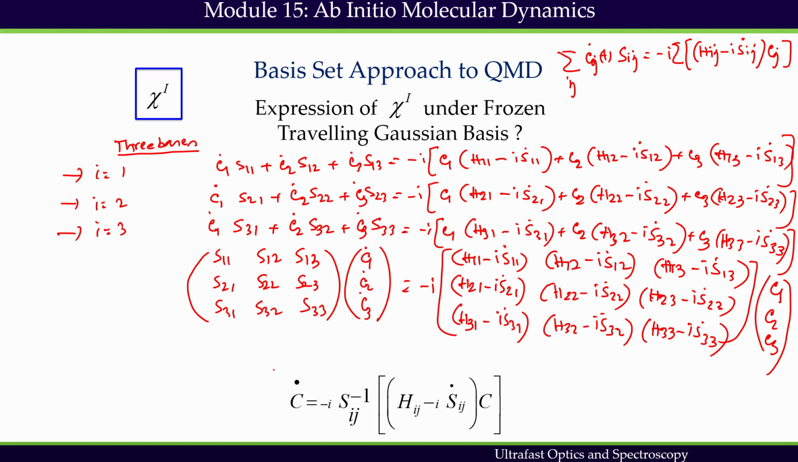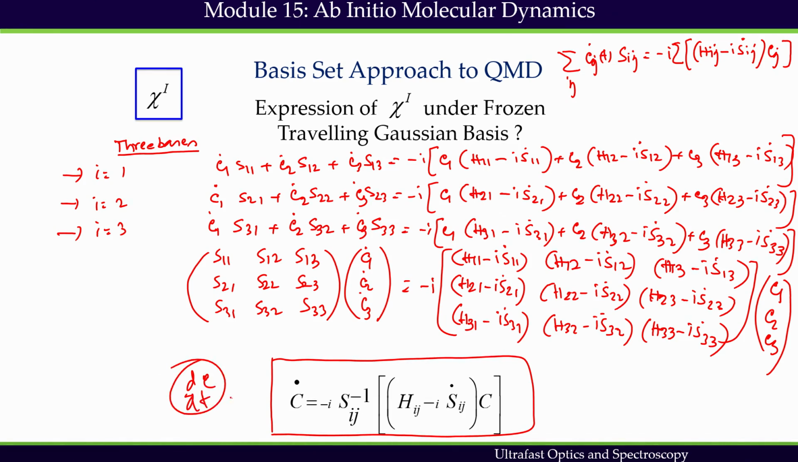So finally, the matrix form can be represented by this equation where the first derivative of this coefficient can be expressed as follows. Here, this is the inverse matrix, this is the Hamiltonian, this is the matrix represented by this, and this is represented by this. So we can express it this way.